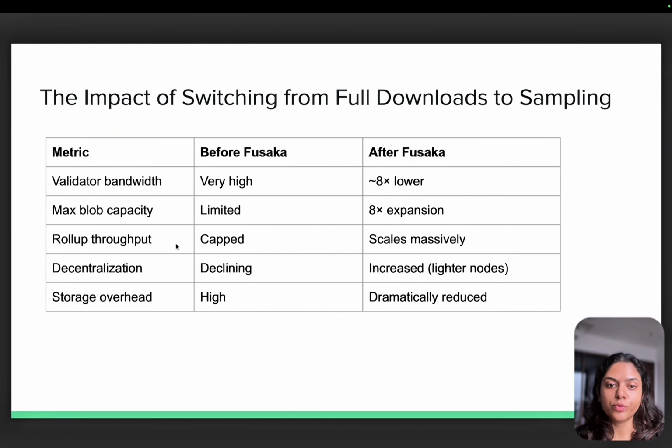Rollup throughput was capped, it was full. We didn't have any space for new rollups or new transactions, and now it scales massively. Decentralization was declining, and now lighter nodes increase as well. Storage overhead was high at that time and now it is dramatically reduced. It's so much reduced after Fusaka.